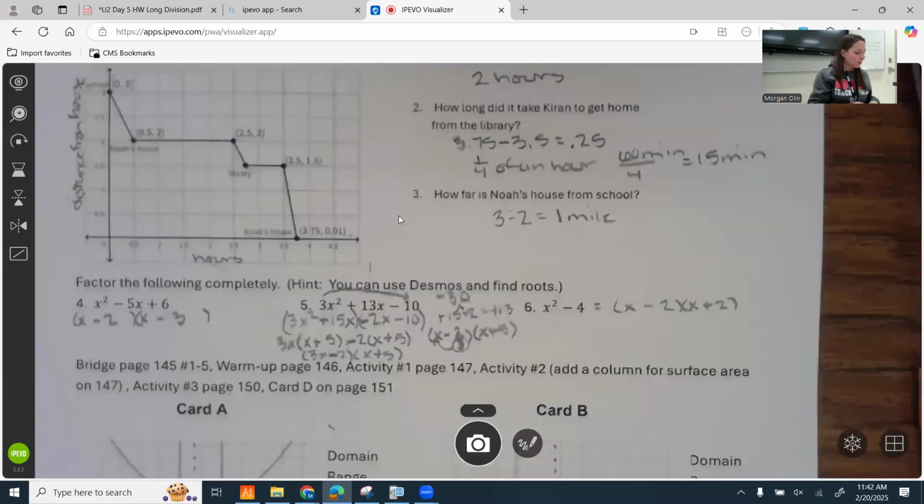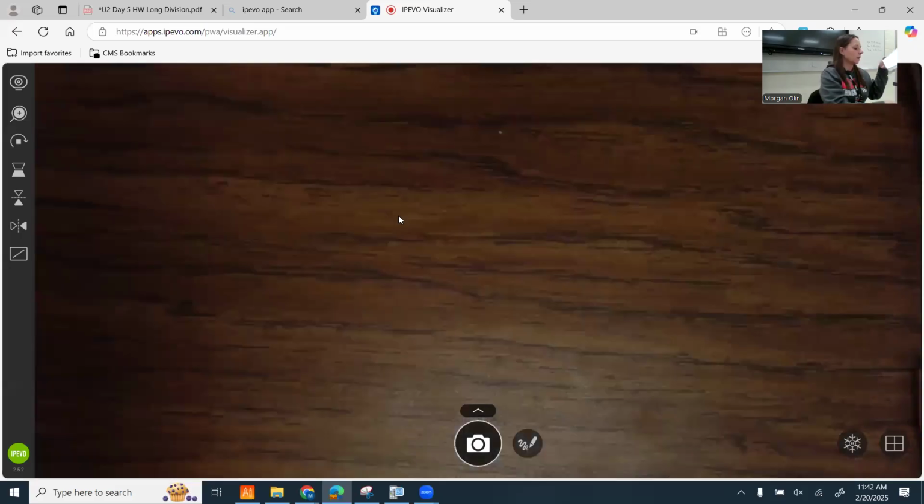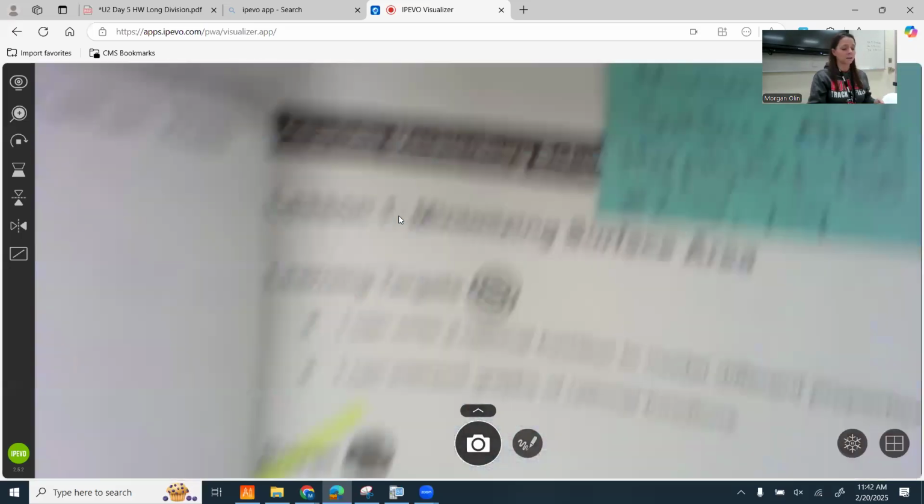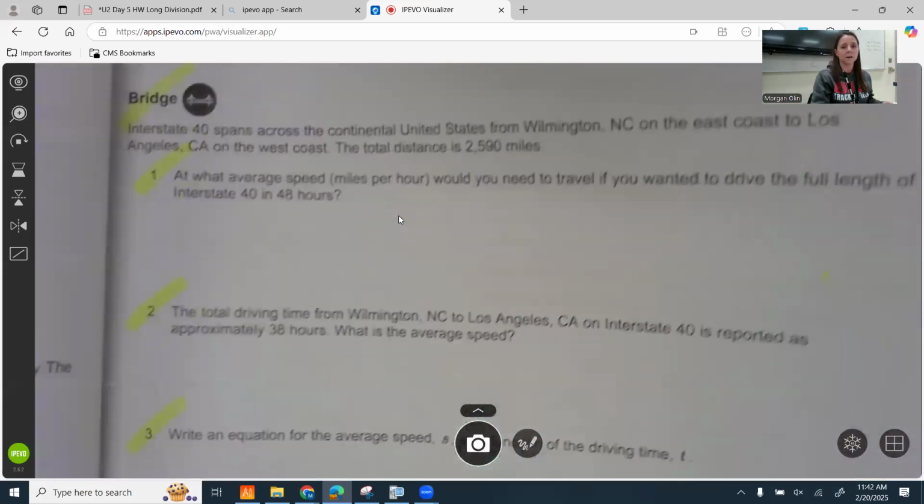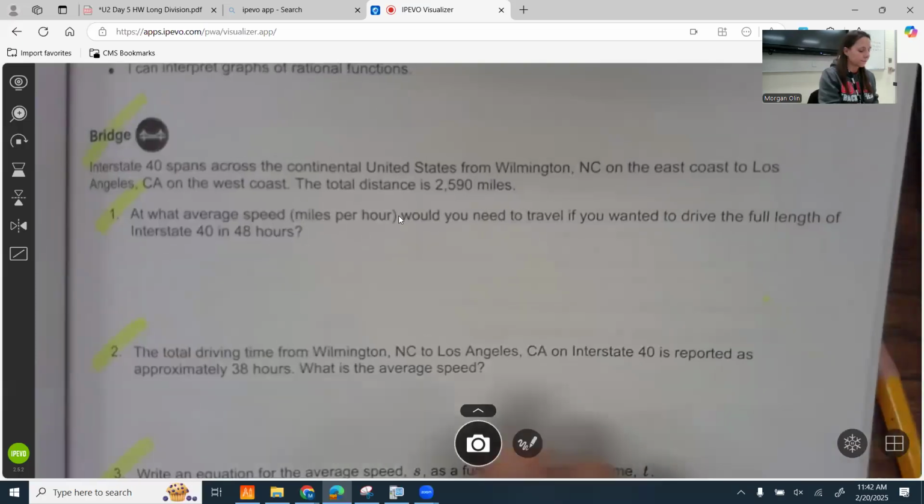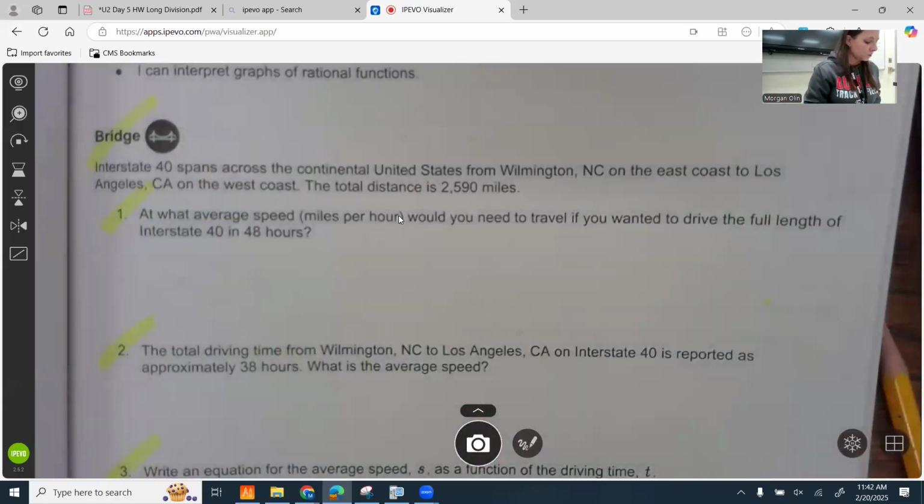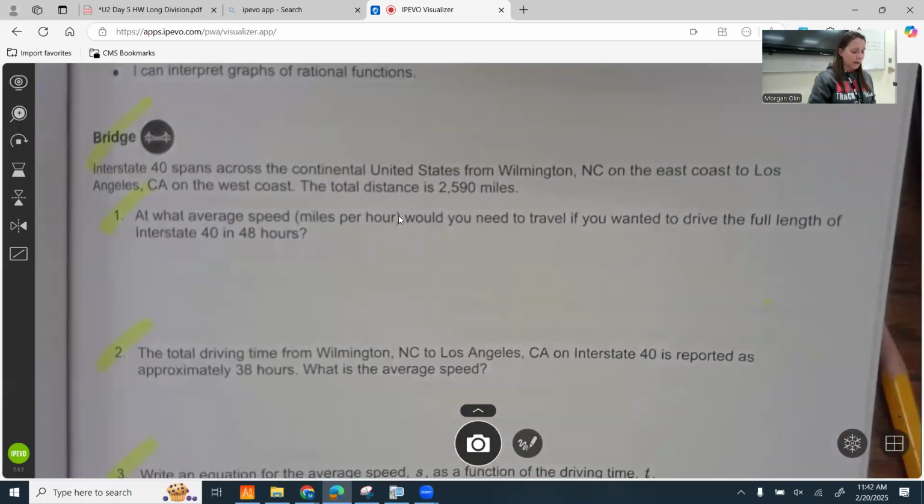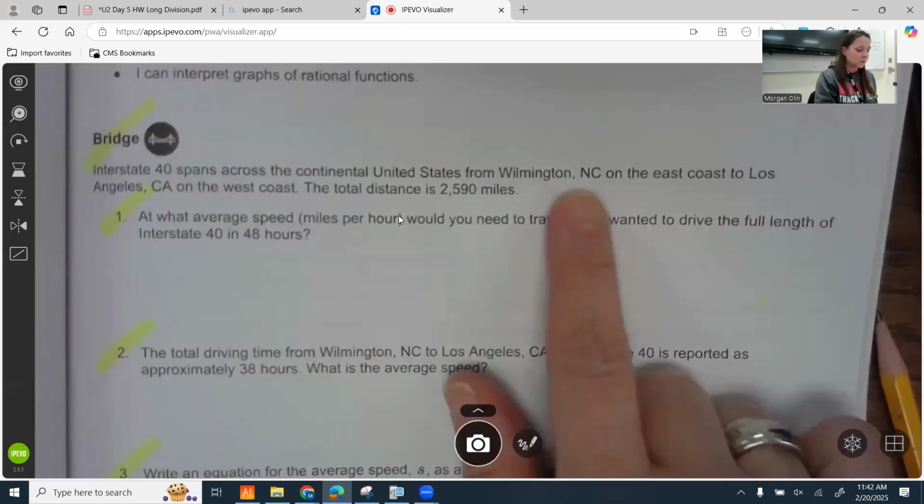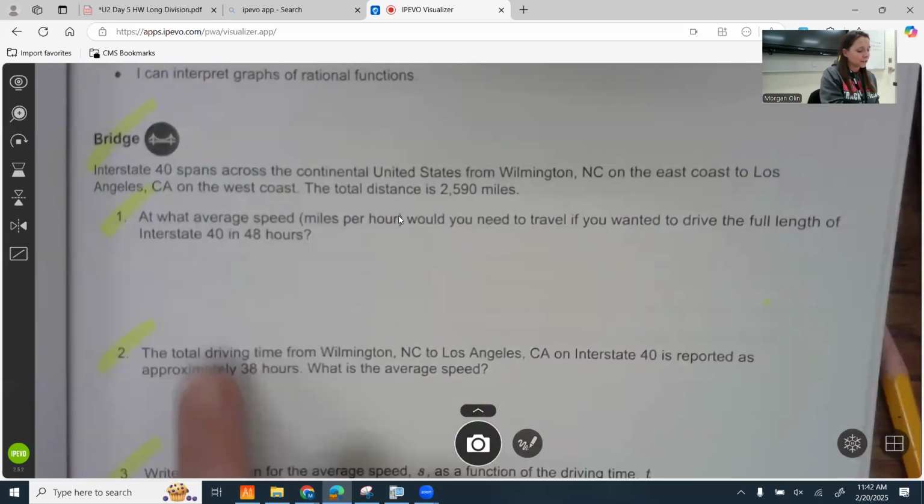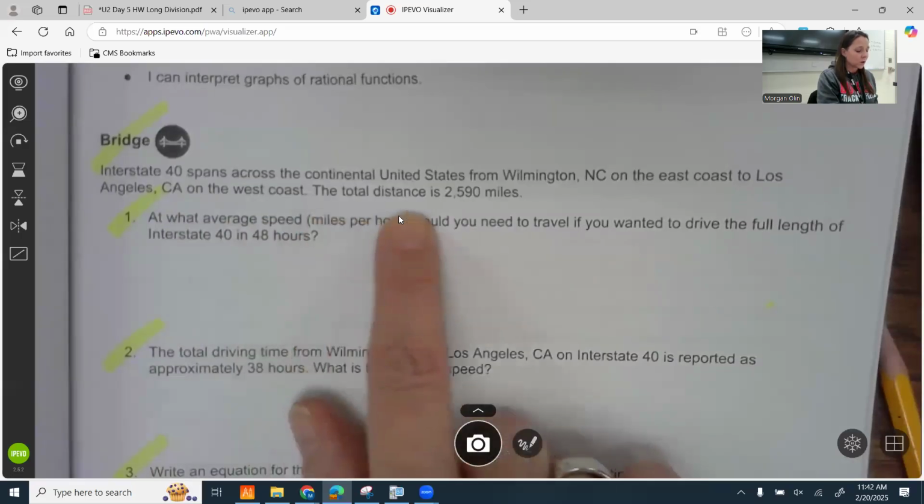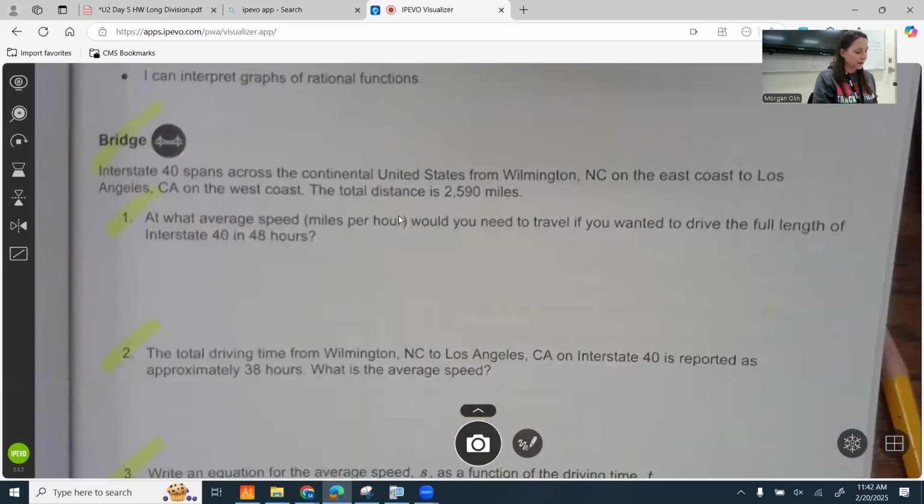All right, now let's move on, and I want you to go to page 145 in your workbook. All right, so here we go. And we'll come back to our other page in just a second. All right, Interstate 40 spans across the continental U.S. Okay, we're on page 145. From Wilmington, North Carolina on the East Coast to Los Angeles, California on the West Coast. The total distance is 2,590 miles.